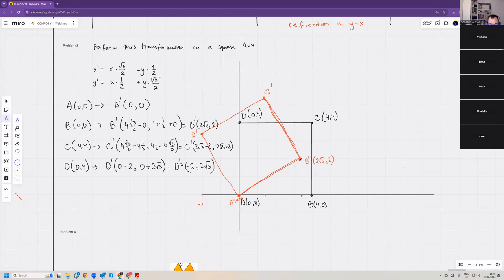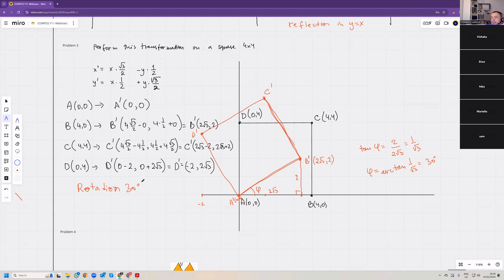Well, this is 2. This is 2, and this is 2 square root of 3. And this angle, phi. So tan phi is 2 over 2 root 3, so it's 1 over root 3. And we know that phi is arctan of 1 over root 3, and that is 30 degrees. So it's a rotation of 30 degrees.